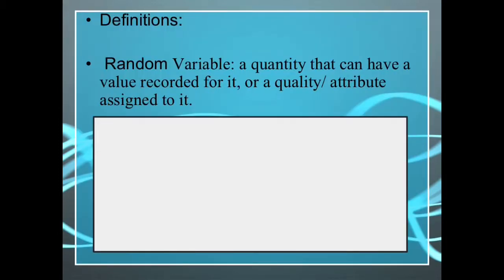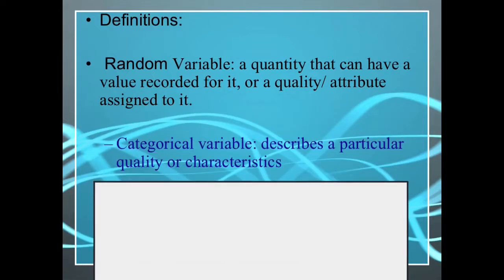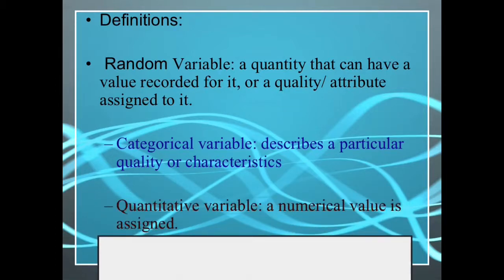To begin with, let's talk about what a random variable is. A random variable is a quantity that can have a value recorded for it or a quality attributed to it. There are two types of random variables we're going to discuss. The first one is a categorical variable, which describes a particular quality or characteristic. So this could be the color of something, the texture of a material, or how someone is feeling on a given day. In comparison, we have quantitative variables, which have a numerical value. This could be your age, your score on a quiz, or your height.